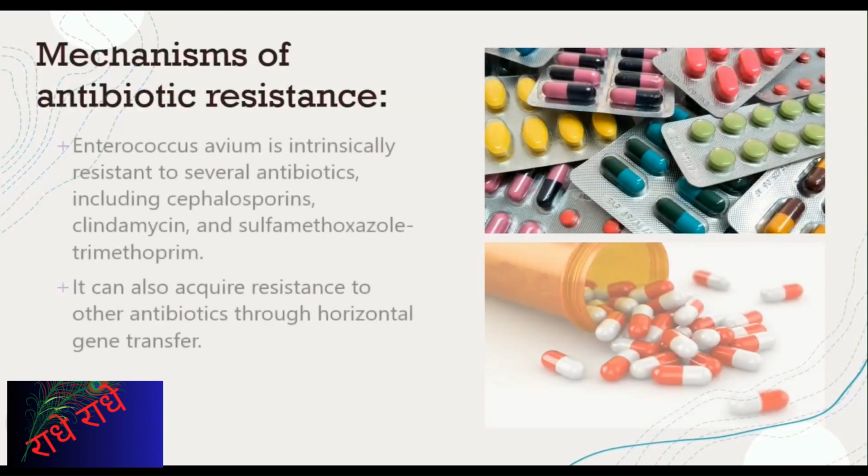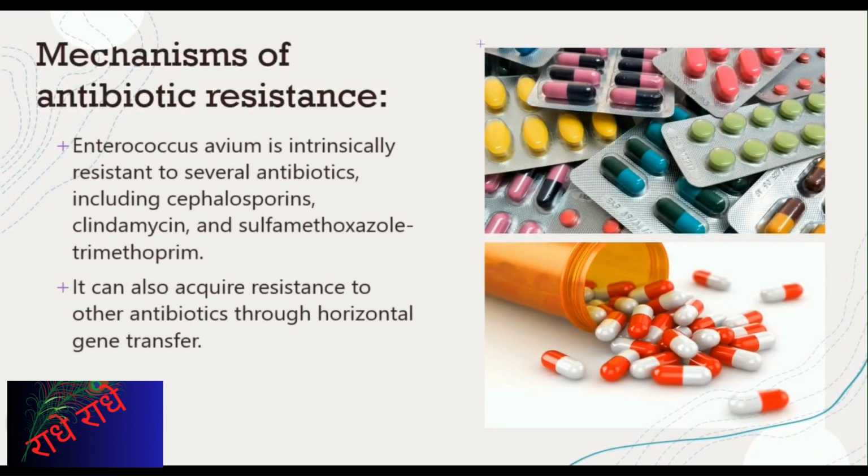Enterococcus avium is intrinsically resistant to several antibiotics including cephalosporins, clindamycin, and sulfamethoxazole-trimethoprim. In addition, Enterococcus avium can pick up antibiotic resistance mutations from other bacteria. These mutations are transferred via horizontal gene transfer, which involves DNA being shared between bacteria. This newly acquired resistance gives Enterococcus avium a better chance to survive when exposed to antibiotics.